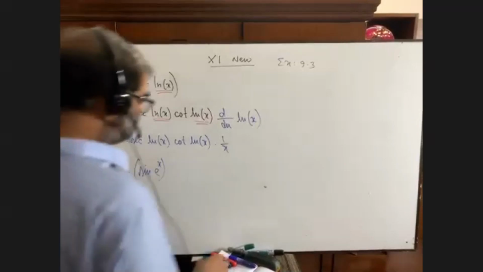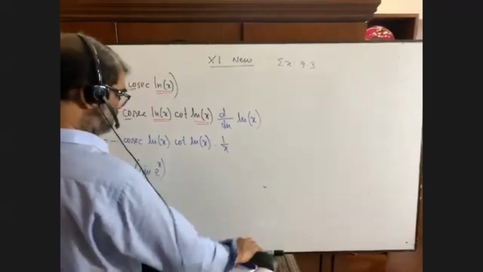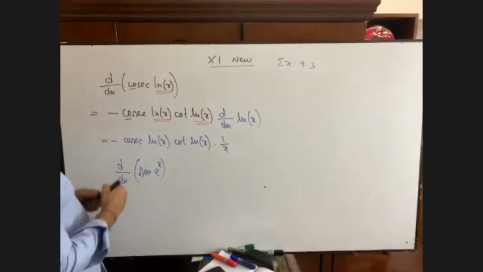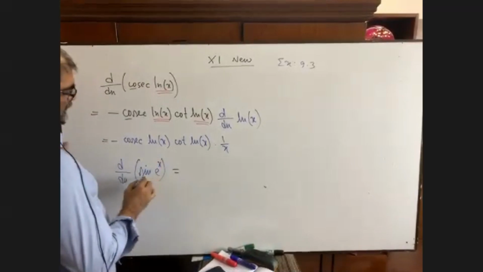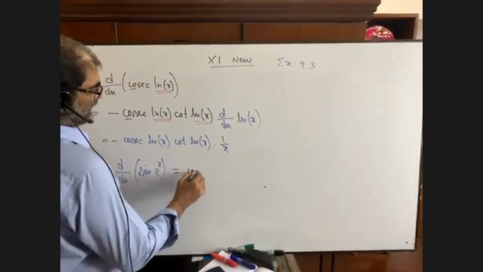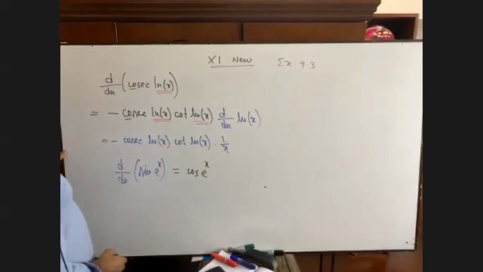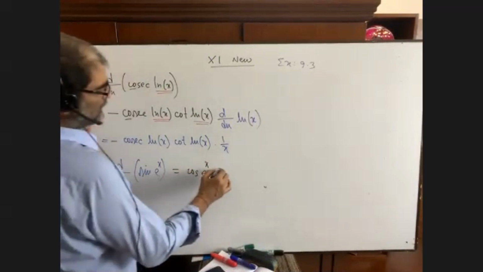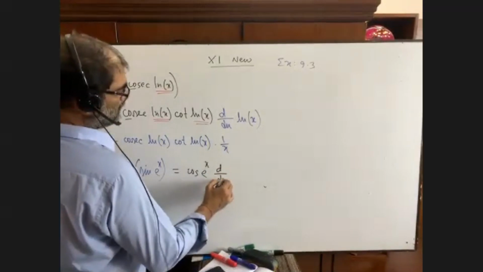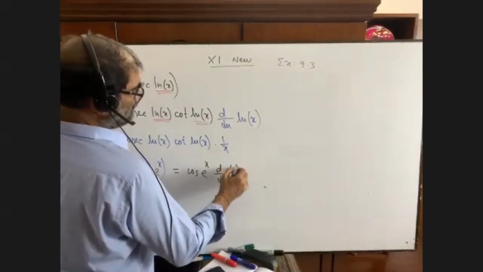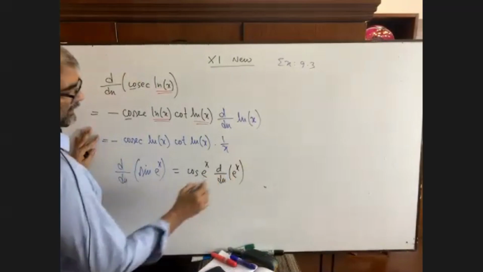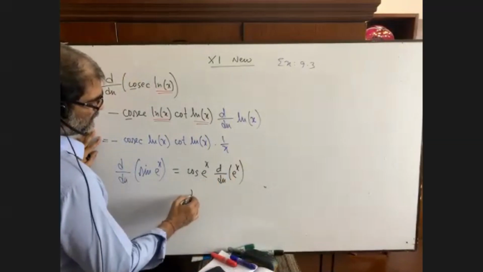Have you done it? Yes, it is equal to what? Let me know. e to the power sin x, cos x. Sin x equals to what? Cos x. Cos e to the power x into e to the power x. Then d by dx of e to the power x equals to what? e to the power x.